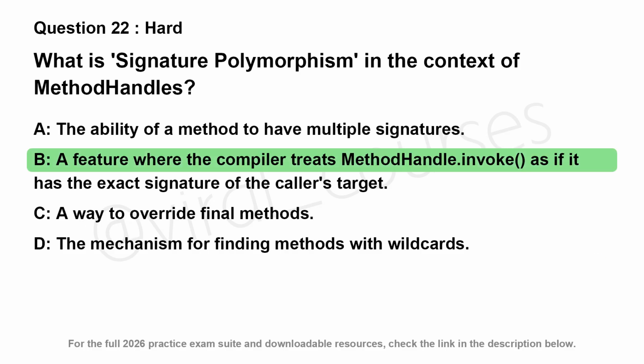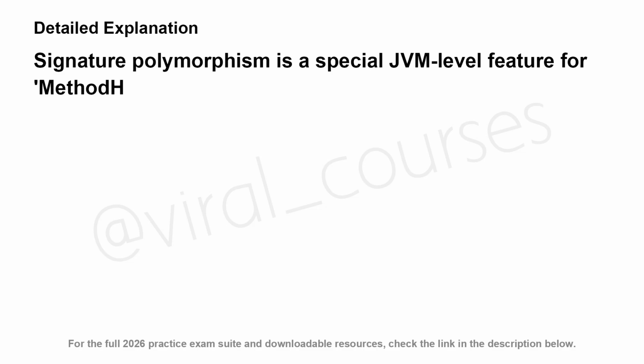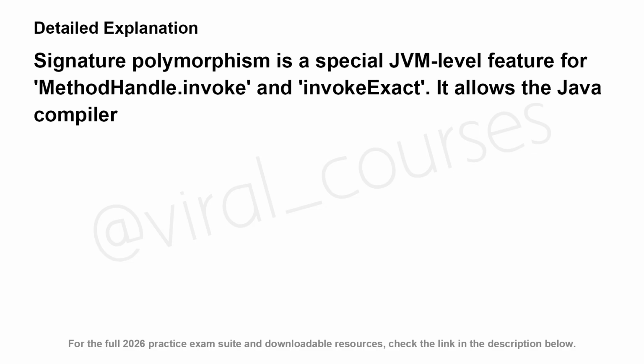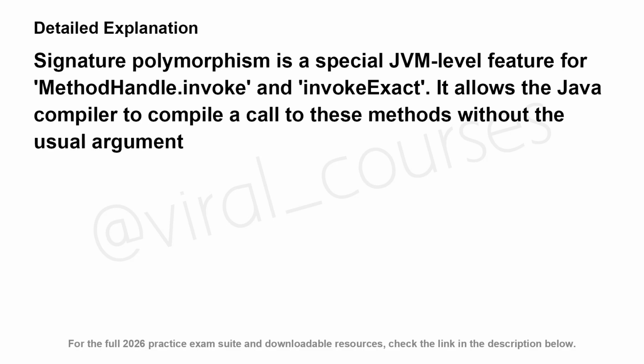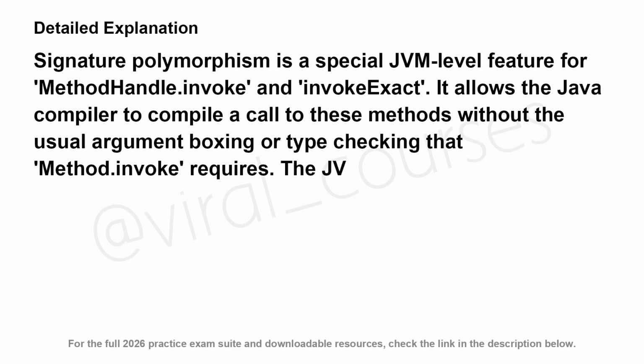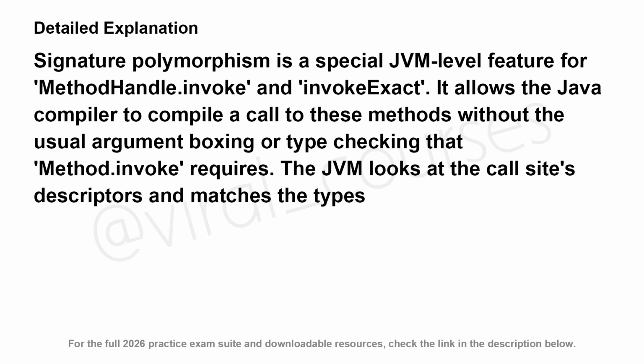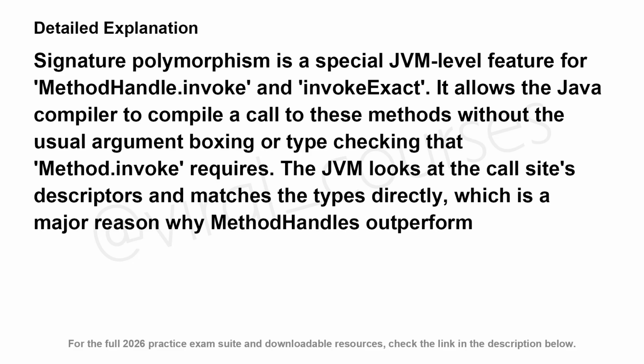The correct answer is B. Signature polymorphism is a special JVM-level feature for MethodHandle invoke and invokeExact. It allows the Java compiler to compile a call to these methods without the usual argument boxing or type checking that Method.invoke requires. The JVM looks at the call site's descriptors and matches the types directly, which is a major reason why method handles outperform traditional reflection.